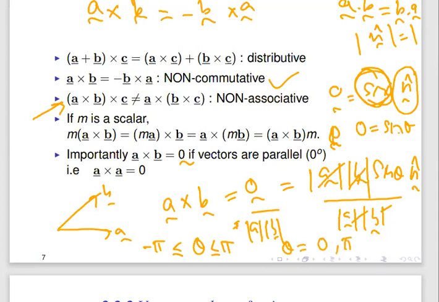That means A and B are parallel. On this side to the other side. Yeah, parallel. If the vectors are parallel, if A and B are parallel, the angle is 0 or pi, then the cross product gives you 0. If the cross product is 0, and if these are not zero vectors, then A and B are parallel. Got it?